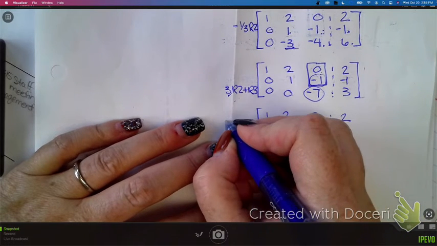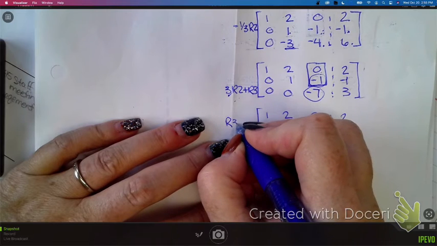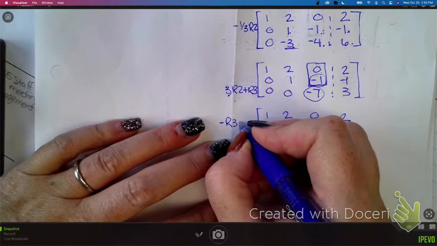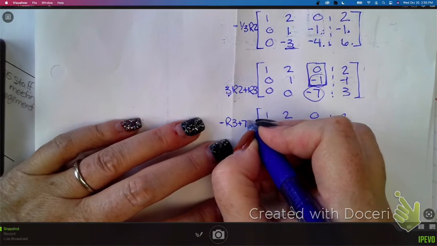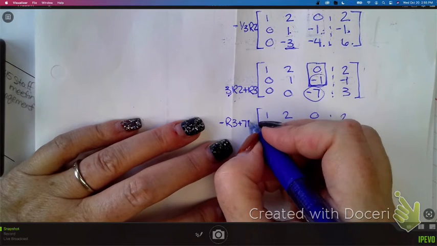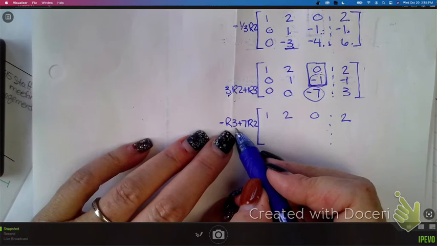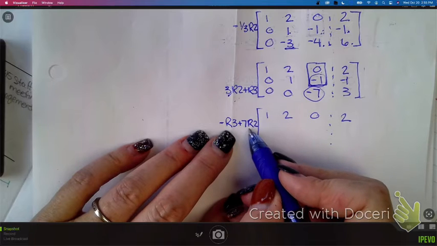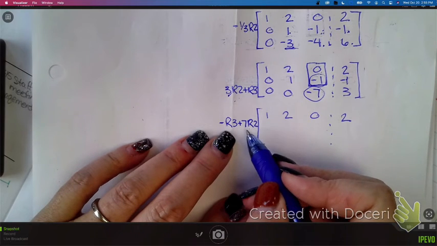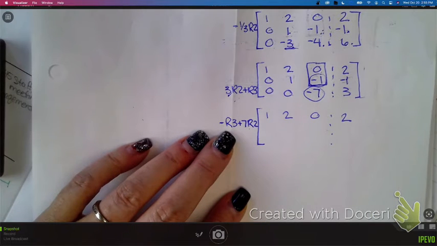So we're going to take R3, and I'm going to do something weird, guys, and I'm going to tell you why here. I'm going to multiply row 3 by negative and row 2 by a positive 7. And this is why I'm going to do it. Which row is going to change? 2.